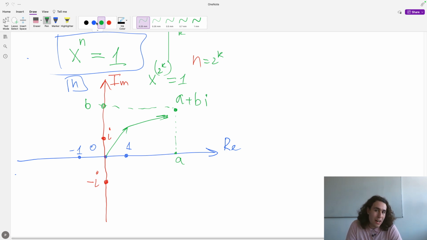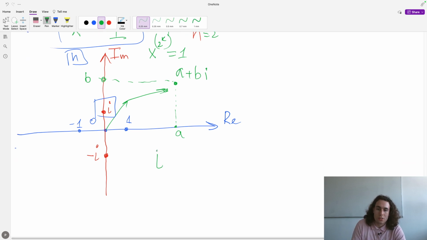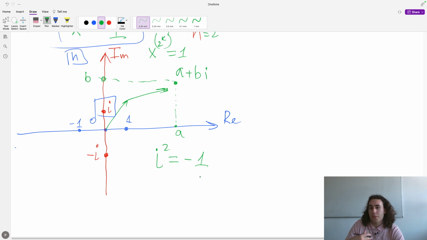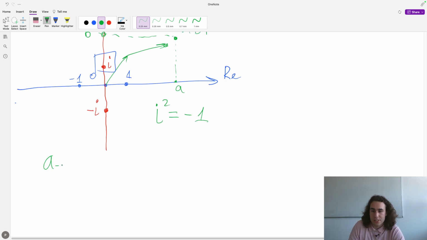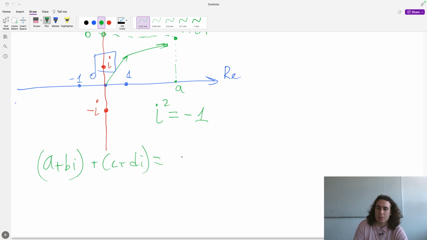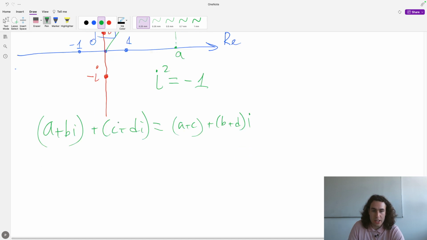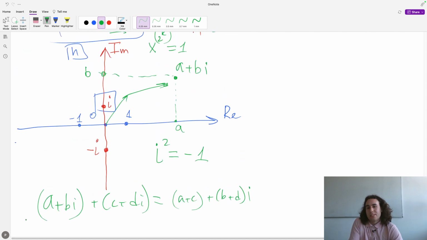We define the number i basically as the square root of -1. So i squared is equal to -1. And then we can do all our algebraic operations just algebraically, without thinking about what they actually represent. So for example, (a + bi) + (c + di) is equal to (a + c) + (b + d)i, right? You just add up the real components, add up the imaginary components, so you just add up two vectors.